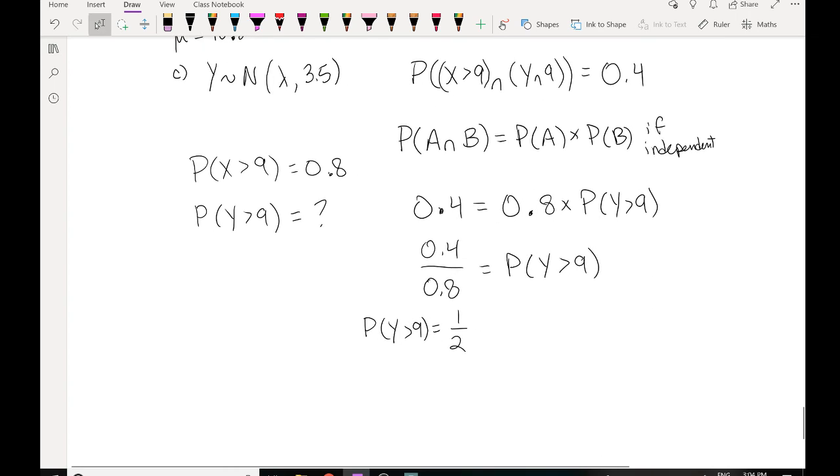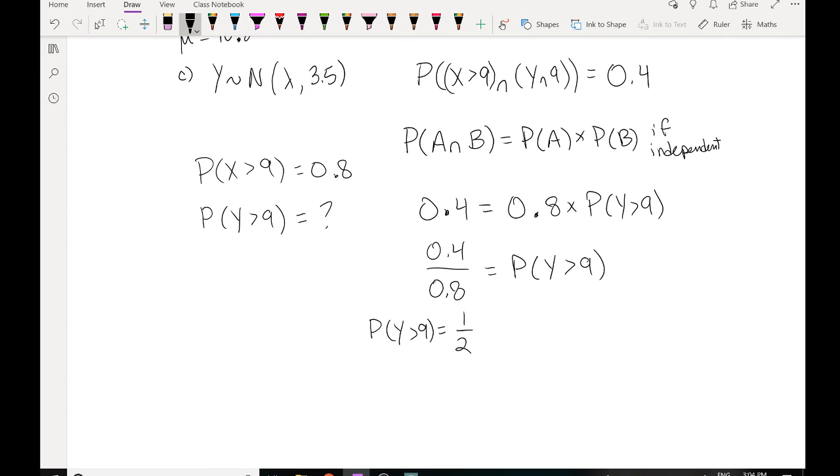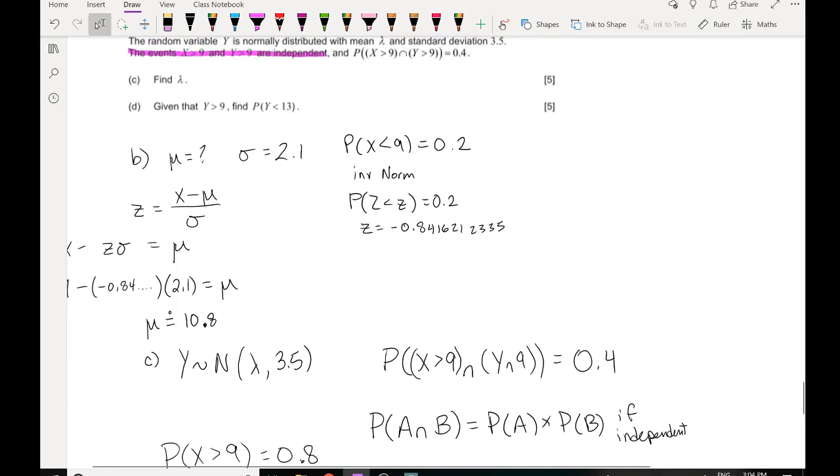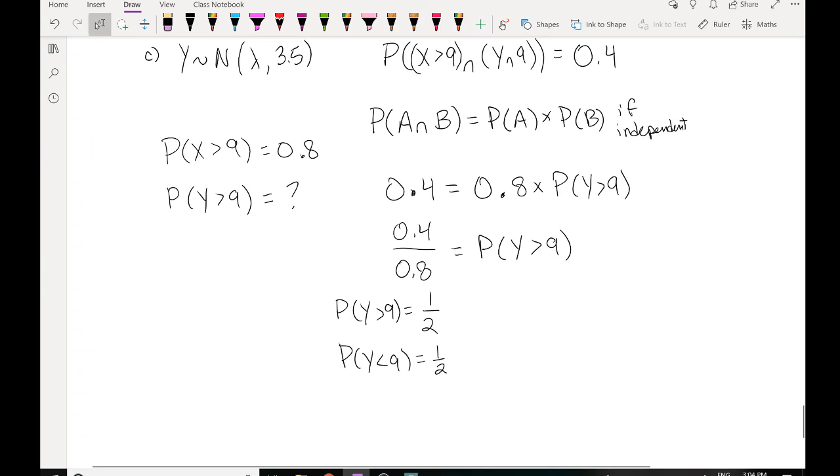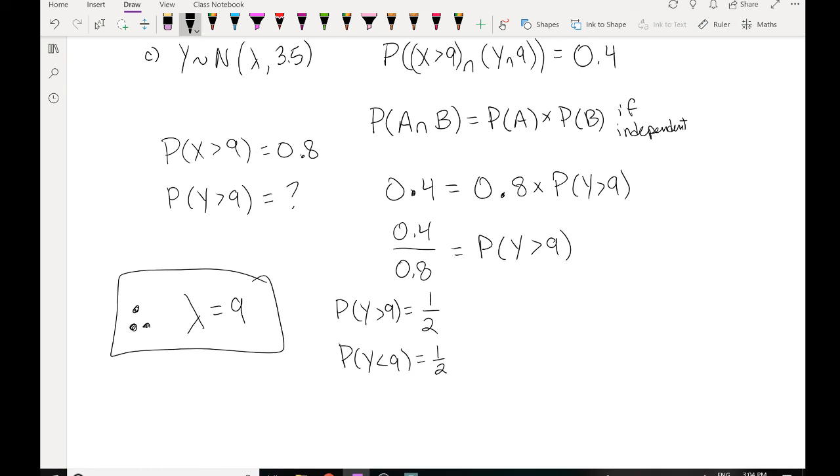which hopefully we can see what the utility is of that. The probability then that y is less than 9 is also 1/2, which tells us something very important about 9, doesn't it? If half the data is above and half is below, that means that 9 is actually the mean. So I would say, therefore, the mean, lambda, here is 9. And then we're all set.